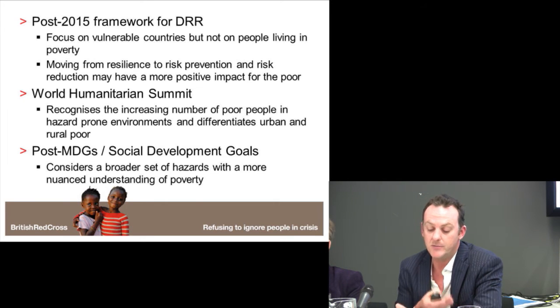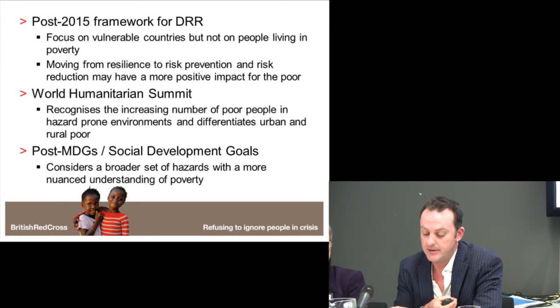And they in particular suggest that the way in which disaster risk is dealt with should look more at preventing new risks and reducing existing risks, rather than some of the emphases within the disaster risk reduction framework around resilience. And I think that's probably something that needs to be thought of more.